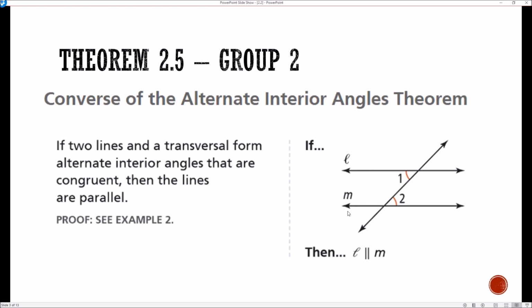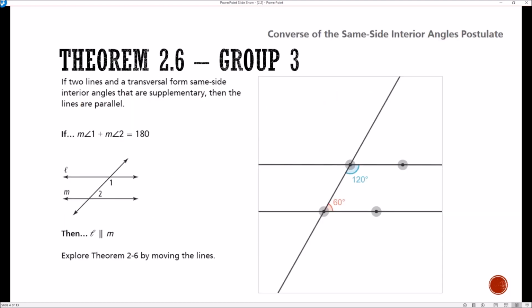The converses of these theorems are much easier to prove in a two-column proof than our stuff in 2.1, so this is actually a little bit easier. It's just that now we're adding the converse, and we have to make sure we know how to do the converse before we move forward. So let's look at what group 3 is going to be doing. That's theorem 2.6, the converse of the same side interior angles postulate.